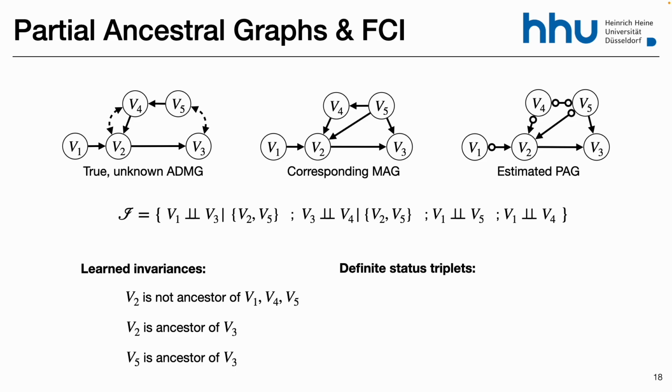I have a question. Would we also know that V4 and V1 are ancestors of V3? No. V1 is not an ancestor of V3. It's a possible ancestor of V3. Okay. You can have a bidirected edge there, right? If you have a bidirected edge between V1 and V2, go back here.